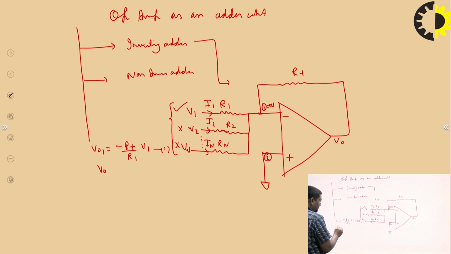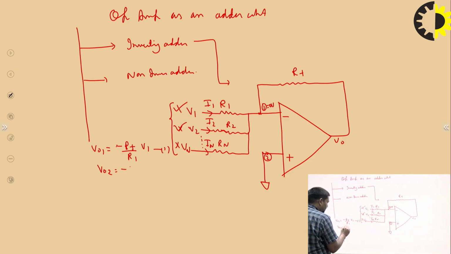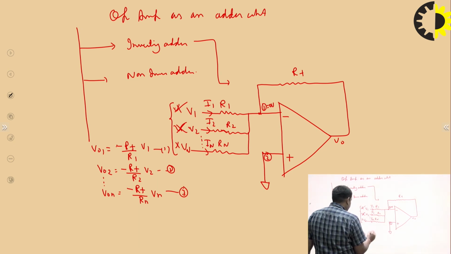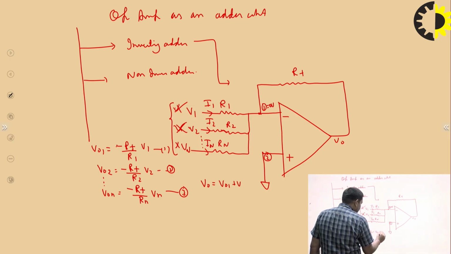Similarly, if we introduce the V2 voltage and all the other voltages vanish, the output is minus Rf upon R2 into V2. Such that if we introduce the nth voltage and all the other voltages vanish, the output voltage is VON, with resistor RN and voltage VN. So what is the output voltage? It is the algebraic sum of all the individual voltages.